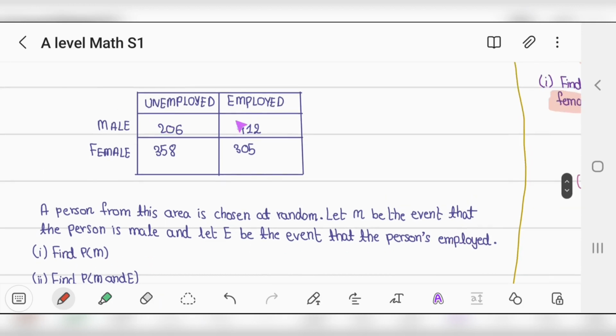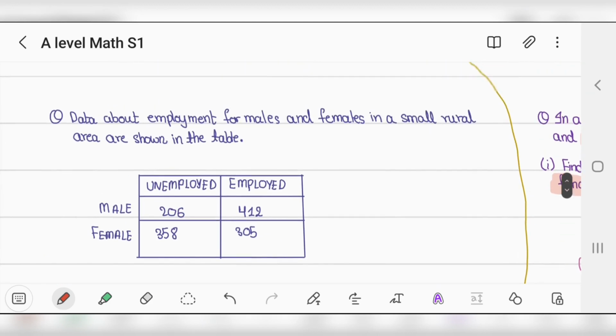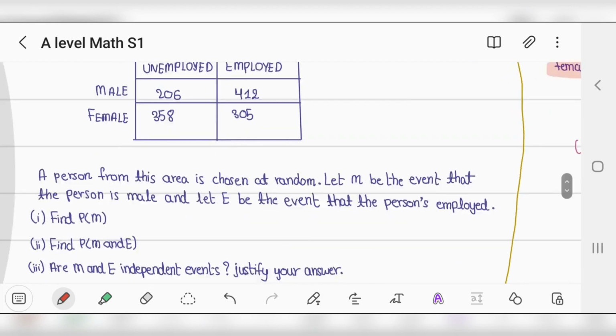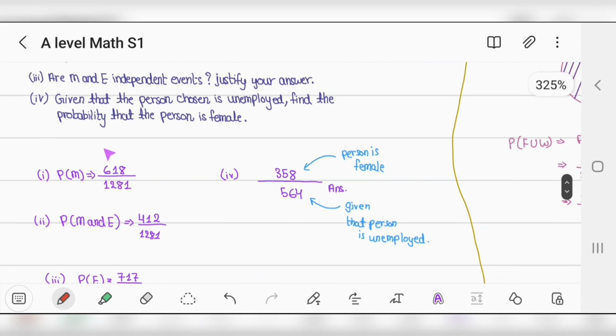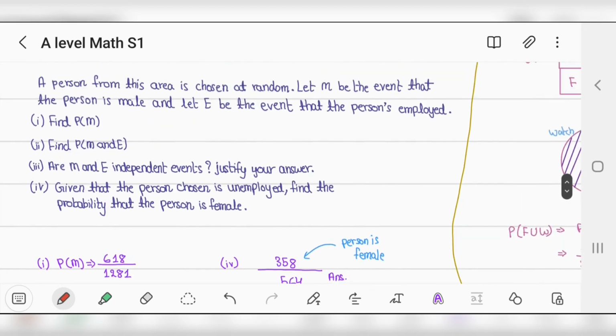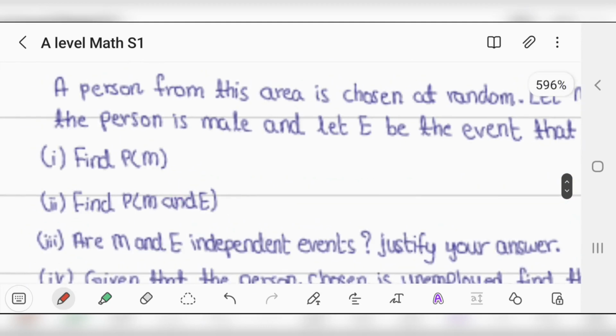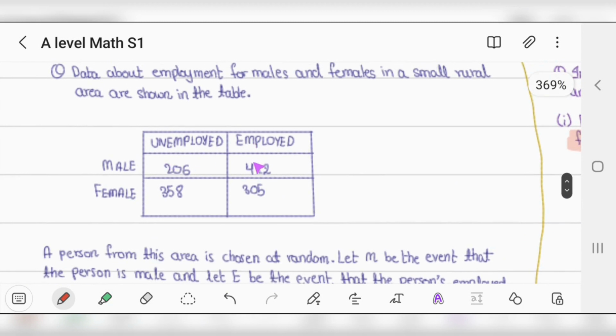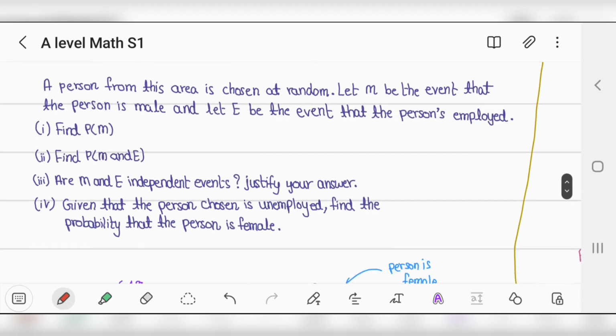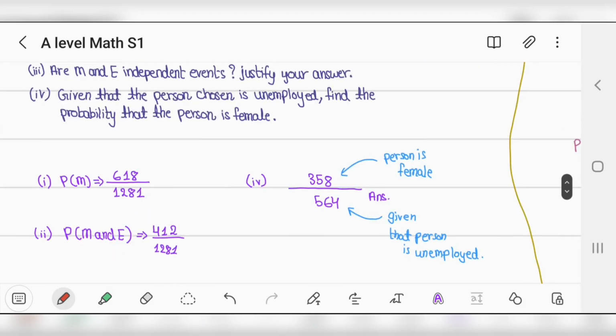We're going to add them up and take the total. So the total is 206 plus 412 plus 358 and so on. We take down the total, and then we get the probability of a male. Then find this. Now we need to find the common. So the common is this. We're going to take 412 upon the total. So the total is 1281. So this is the answer.